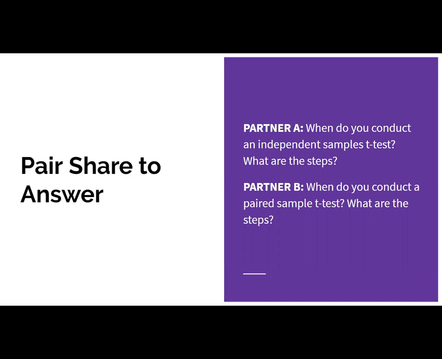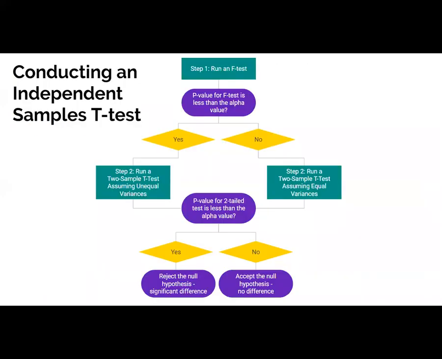I would love someone to say, but just to make sure I've got it 100%. Does somebody want to share for the independent samples test? When do you conduct it? The two samples are different. Yep, when they're different people. And then the steps. I'm going to go back to the flow chart if that's helpful. So what's the first test that you have to run? The F test, exactly. And we're testing for unequal variances, whether they're equal or not.